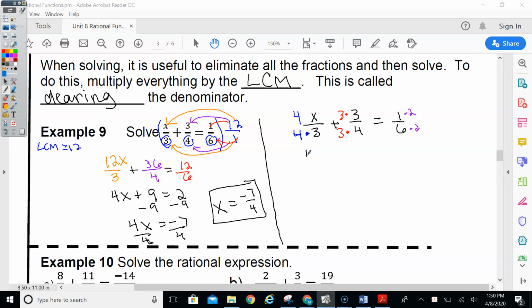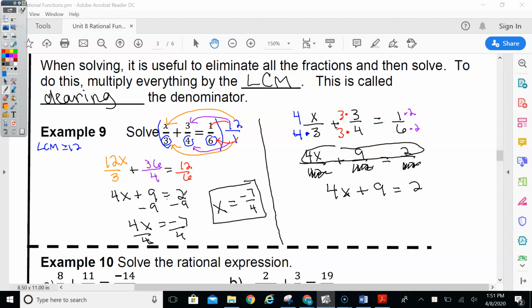So this one ends up being 4x over 12 plus 9 over 12 equals 2 over 12. So notice here, all the denominators are the same. So when all the denominators are the same, just like I did before, I can ignore them and just deal with the numerator. 4x plus 9 equals 2, which is exactly the same thing I got here. 4x plus 9 equals 2. So you get the same answer. It's just a matter of which way you like best.